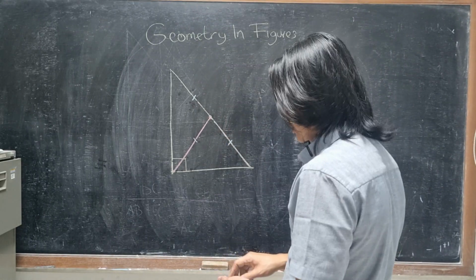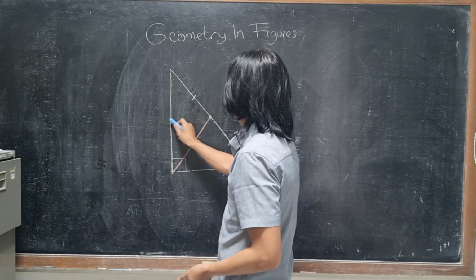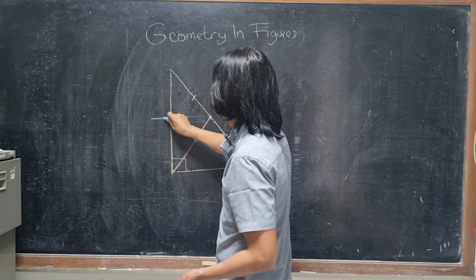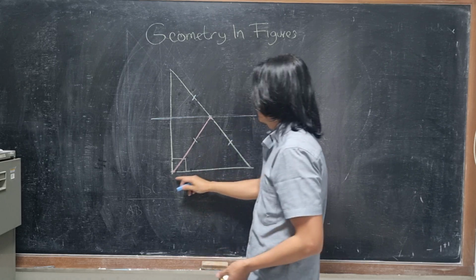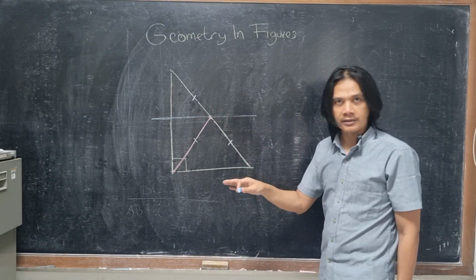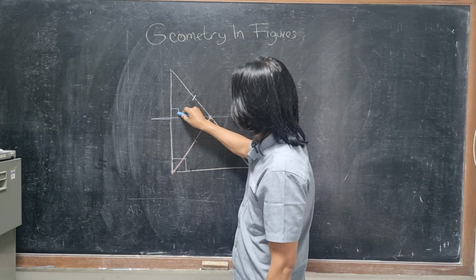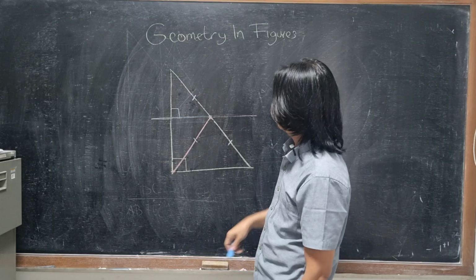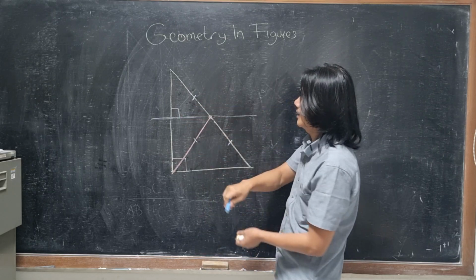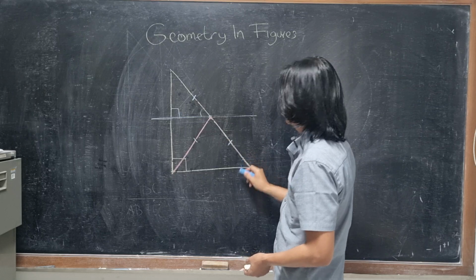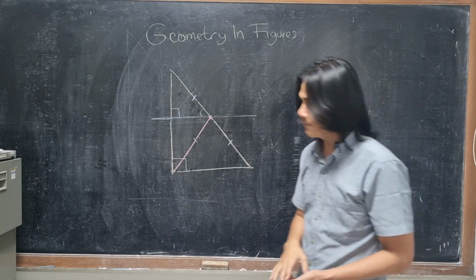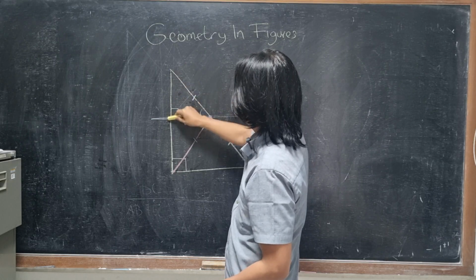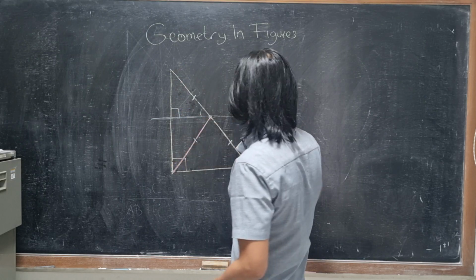First of all, I'm going to make a line which is parallel to the base. Because this line is parallel to the base, certainly this should be a right angle, right? And also by the property of parallel lines, these two angles must be equal as well. So in particular we have two similar triangles, the smaller one and the greater one.